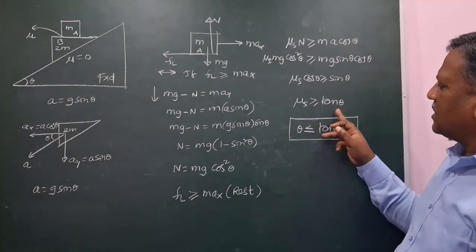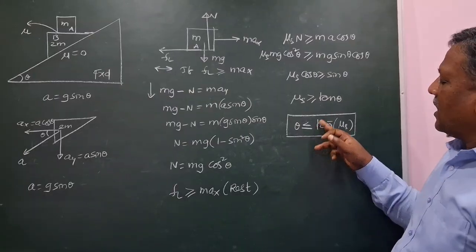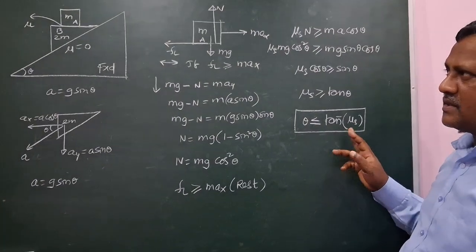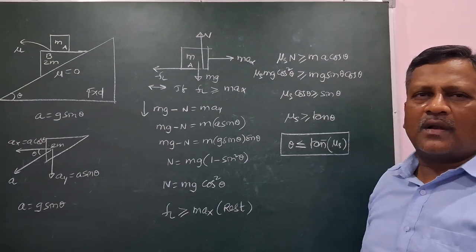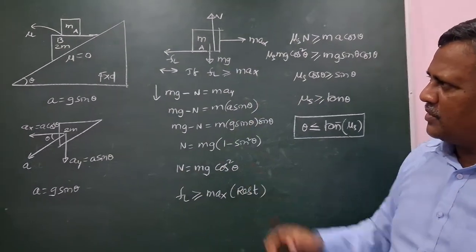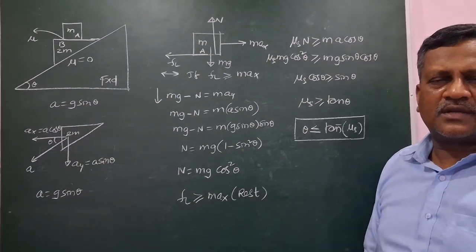Now see, here theta should be less than or equal to tan inverse of mu s. Then block A is at rest relative to block B on this smooth wedge which is fixed to the horizontal surface.